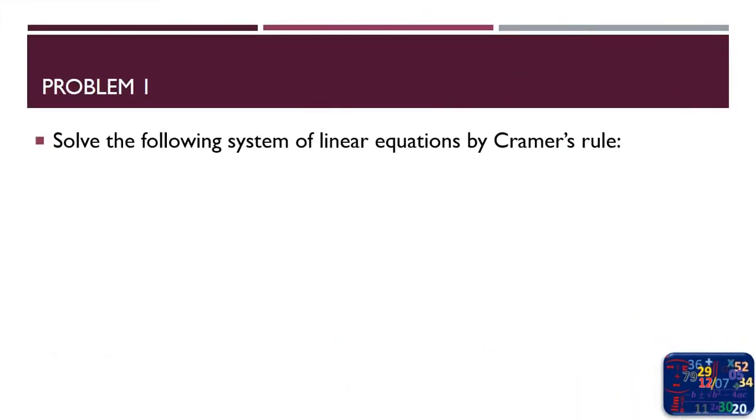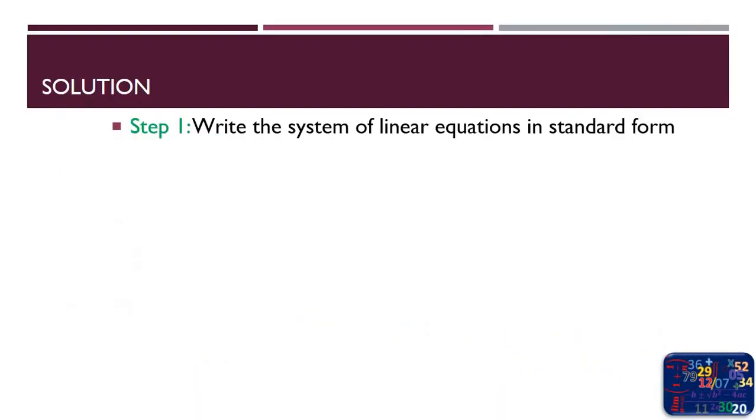Now we will solve a problem. Solve the following system of linear equations by Cramer's rule. The 2 equations are given with 2 unknowns x and y. So those steps we will solve in the same order. Here the steps are also written.